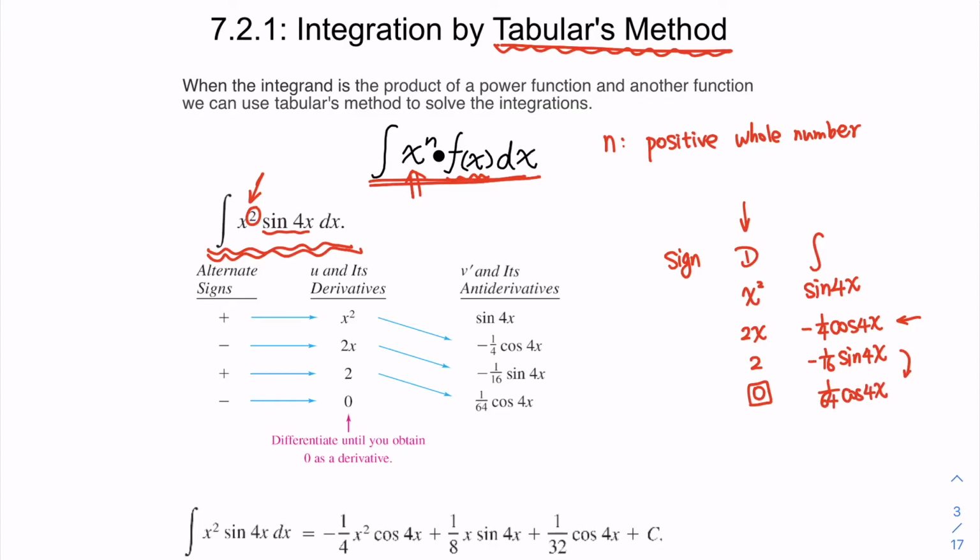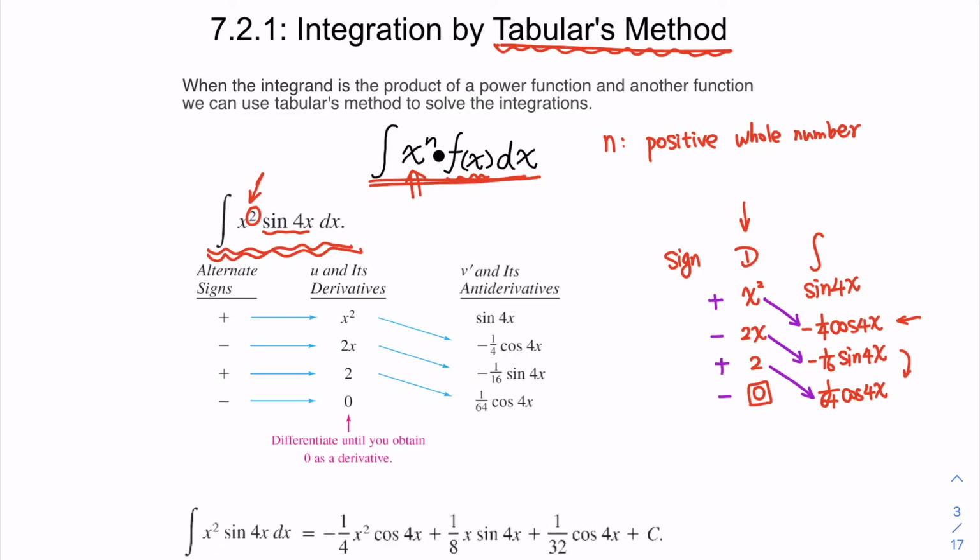And now we are going to include the sign here. The sign starts with a positive and then negative, positive, negative. And then we draw an arrow like this. We follow the arrow. We are going to multiply each term.